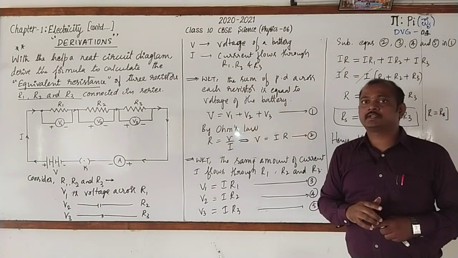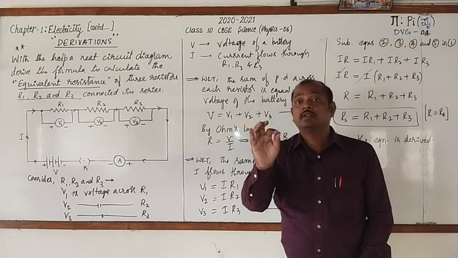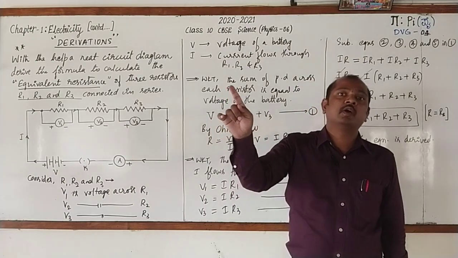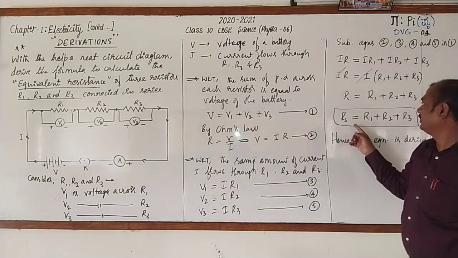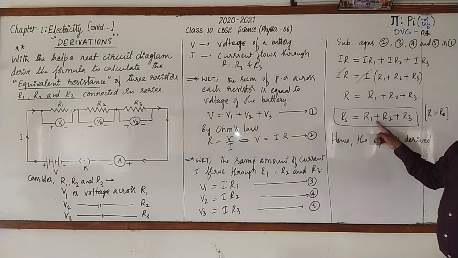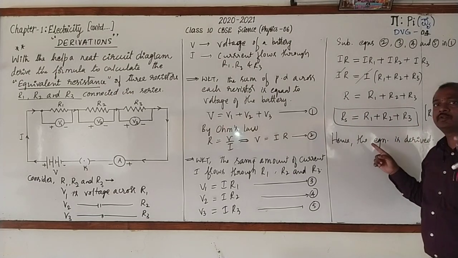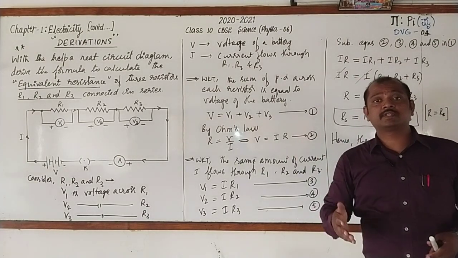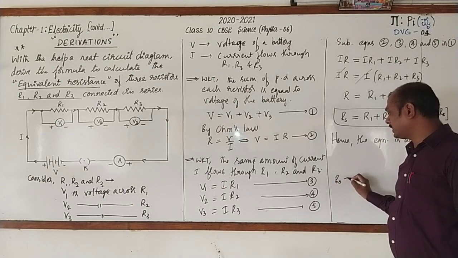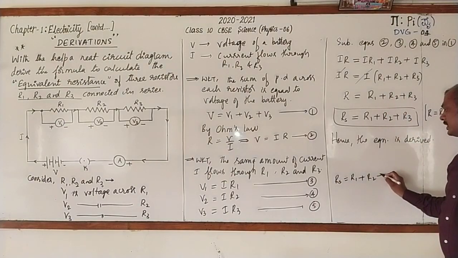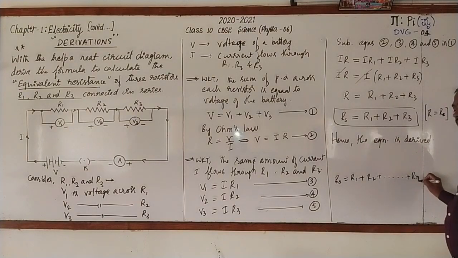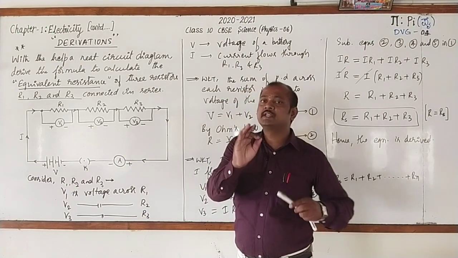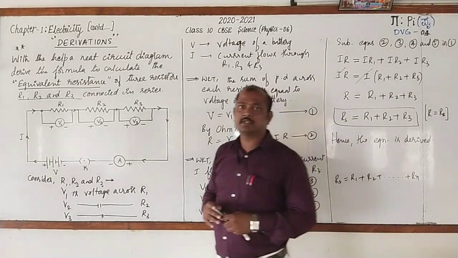When the resistors are connected in series, then the equivalent resistance is equal to the sum of resistances of all the resistors. Here we have taken 3 resistors, hence it is R1 plus R2 plus R3. If you take 2 resistors, it will be R1 plus R2. If you take n number of resistors, then we will write Rs equal to R1 plus R2 plus R3 and so on plus Rn. Clear?